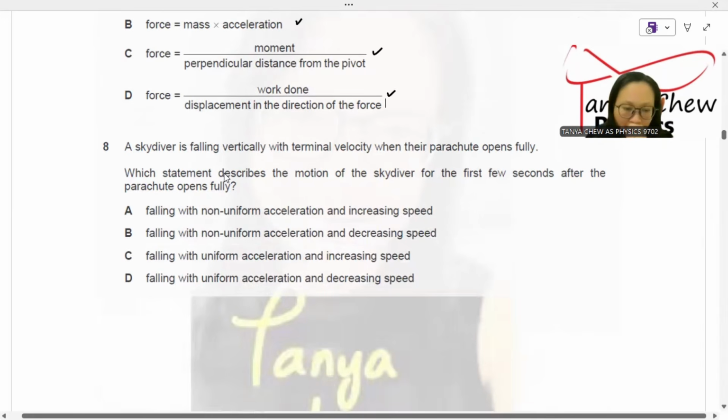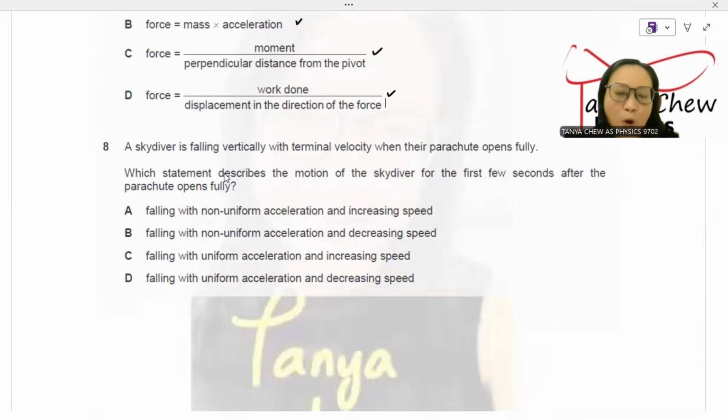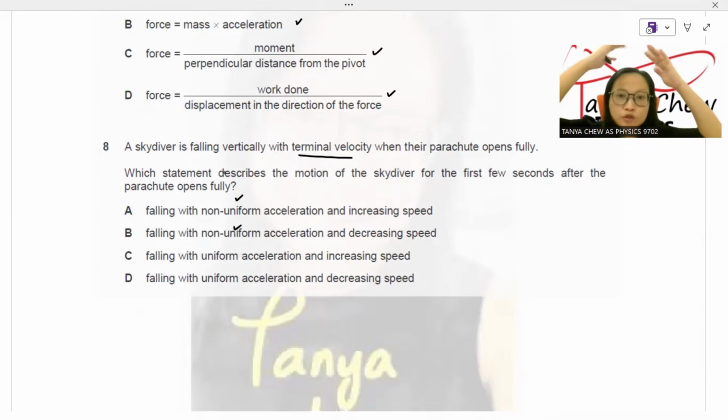Number 8. A skydiver is falling vertically with terminal velocity when the parachute opens fully. Which statement describes the motion of the skydiver for the first few seconds after the parachute opens fully? So falling with terminal velocity means air resistance cannot be ignored. So when the parachute is open, what happened to the speed?